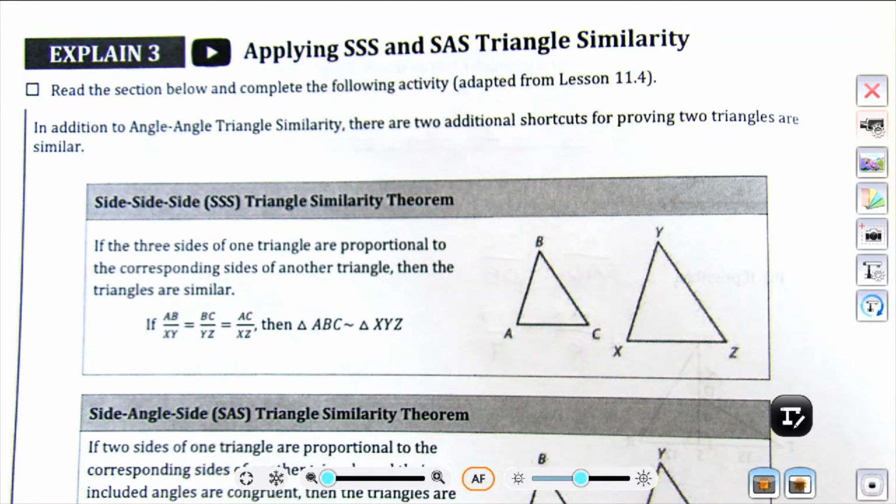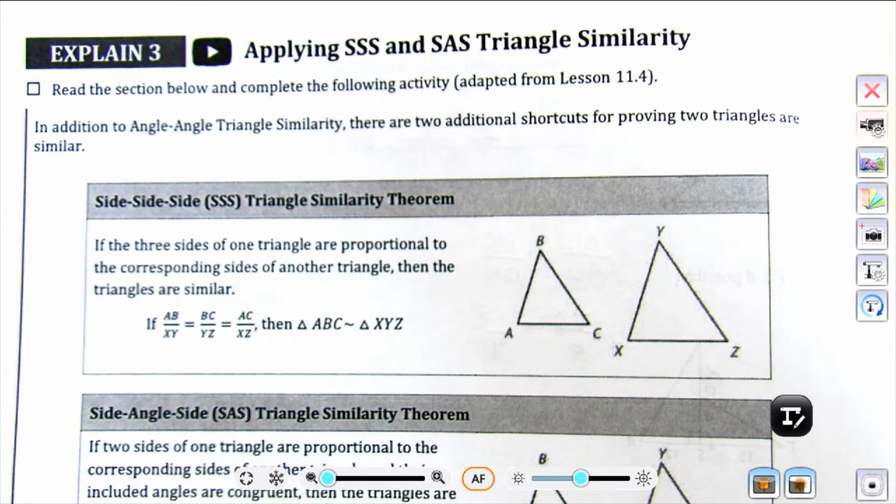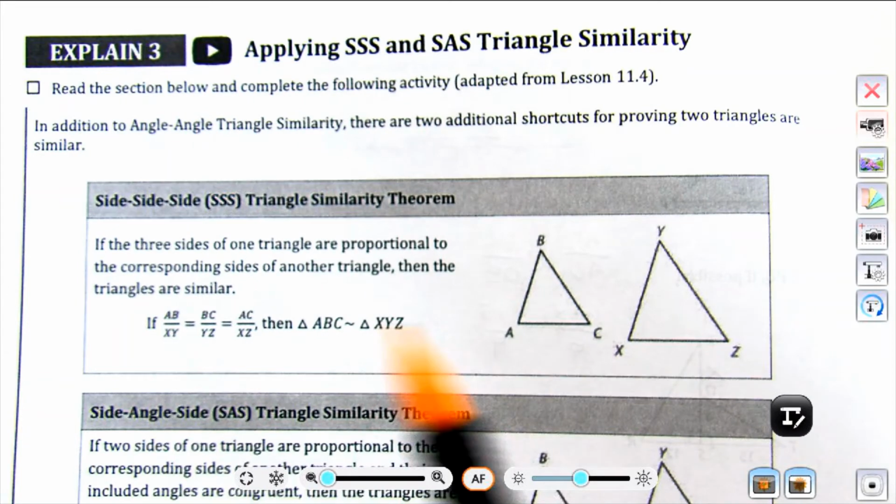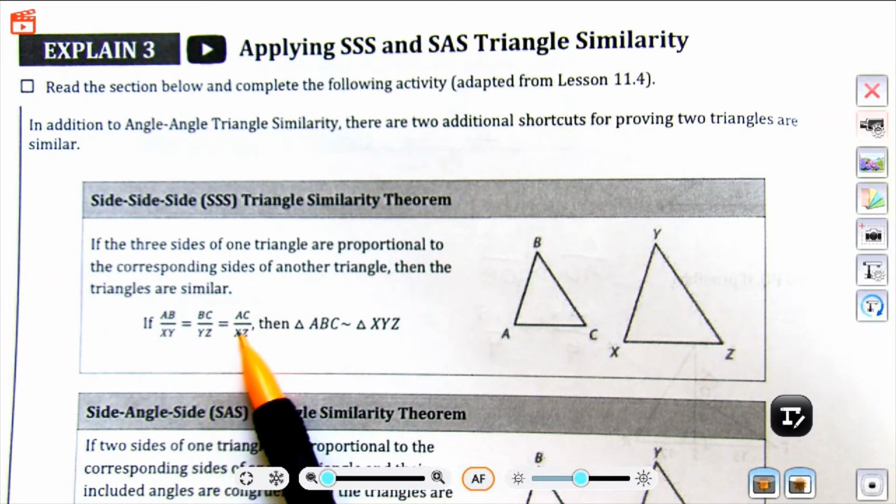If the three sides of one triangle are proportional to the corresponding sides of another triangle, then the triangles are similar. So another way to determine if two triangles are similar is by looking at the proportional sides. If all three sides are proportional, then we could say the two triangles are similar.